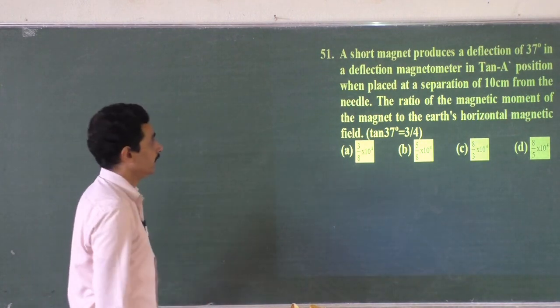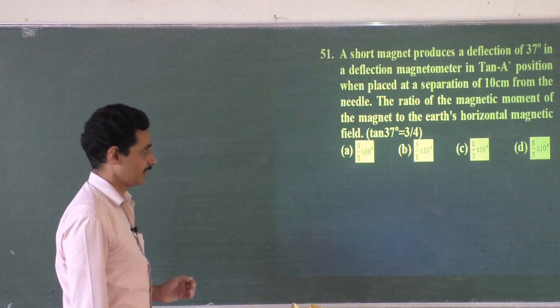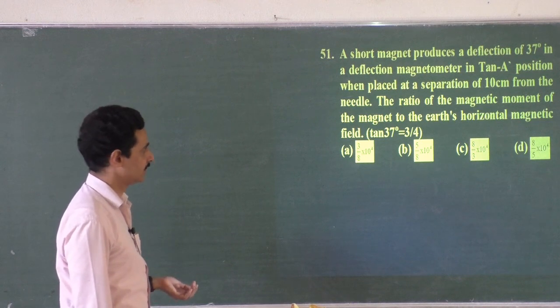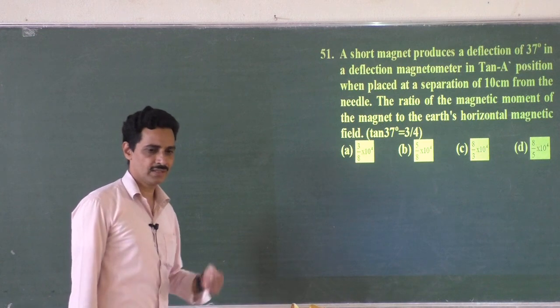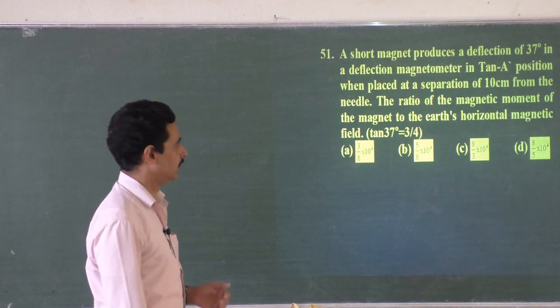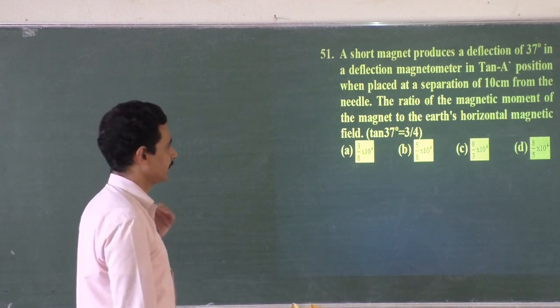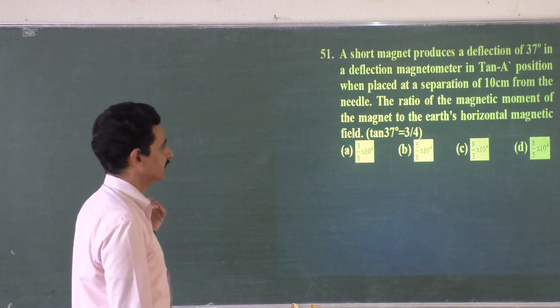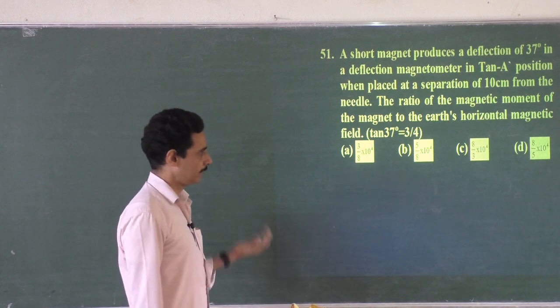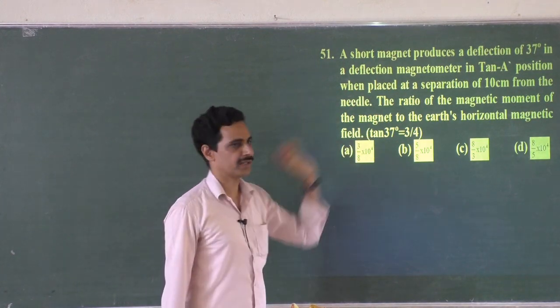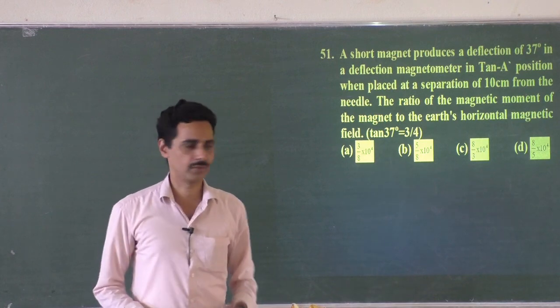A short magnet produces a deflection of 37 degrees in a deflection magnetometer in tan A position. That means you are using the axial line of the dipole, at a separation of 10 centimeter from the needle. The ratio of the magnetic moment of the magnet to the Earth's magnetic field is, so you have to find out the magnetic moment M divided by the Earth's magnetic field BH. That ratio you have to find out, right?